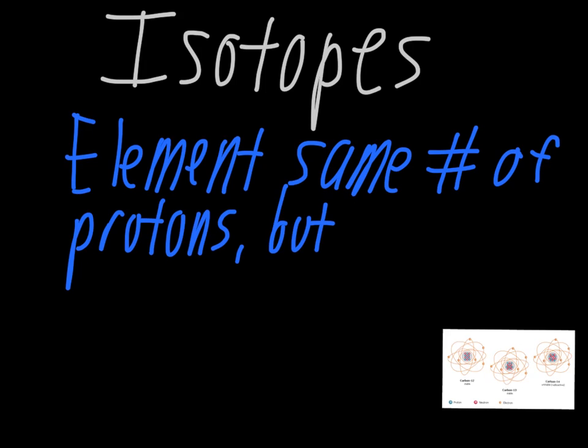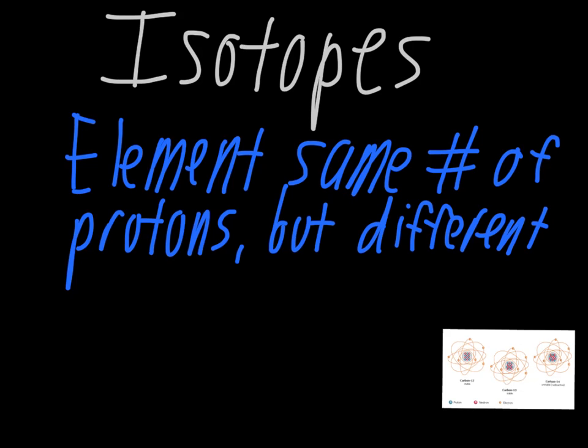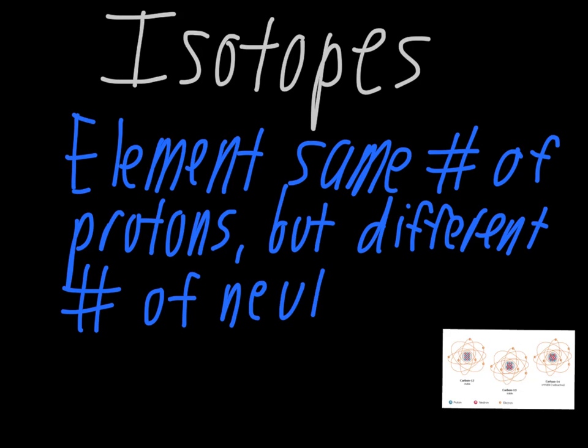But it has a different number of neutrons. So if we think back about the information that's shown to us on the periodic table, this won't change the atomic number, because remember, if we change the atomic number, that changes the element, because that number is what's telling us the number of protons.